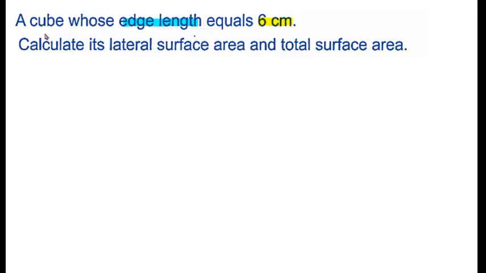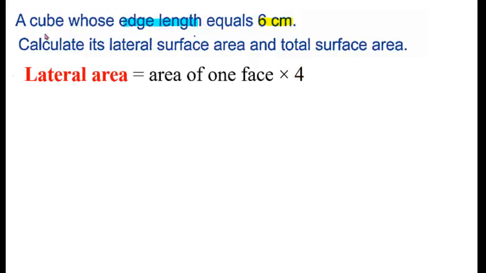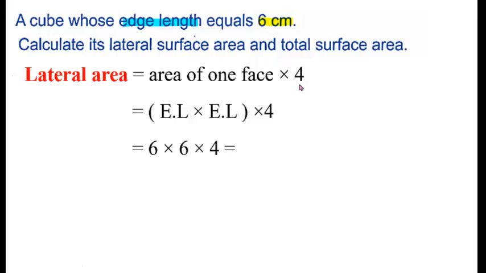We said that lateral surface area means only the area of the 4 side faces. So to calculate lateral area is going to be equal to area of one face times 4. What is the area of the one face? We said that each face is in the form of a square. So what is the area of the square? It's side length times side length. So I will have edge length times edge length times 4. Why 4? Because I'm having the 4 side faces. So I will have 6 times 6 times 4, which is equal to 144 centimeters squared.